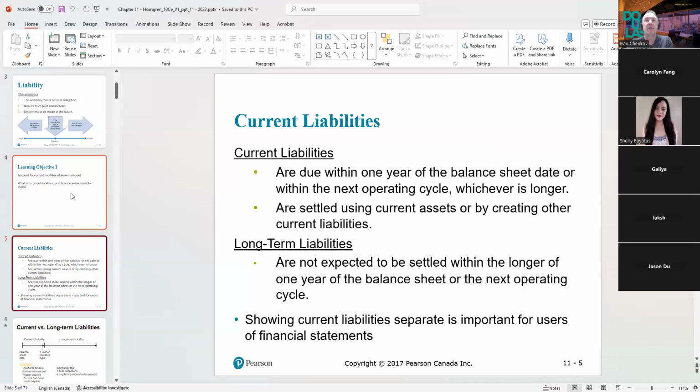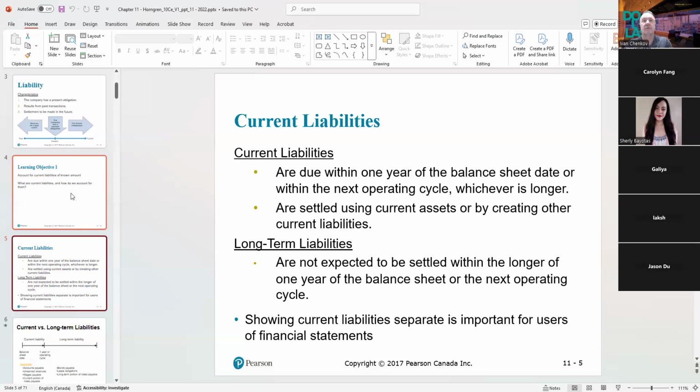Whichever is longer means that if the operating cycle of the company is less than 1 year, then you have to prepare the balance sheet in 1 year. If the operating cycle of the company is longer than 1 year, then the operating cycle prevails.